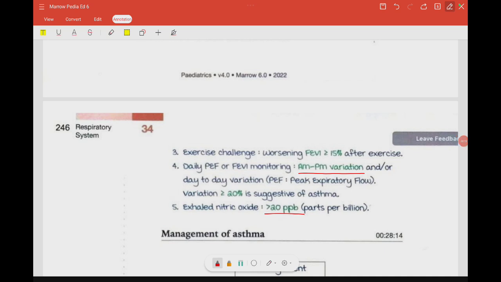And the reason why there was AM/PM variation of more than 20% is because of a circadian rhythm of the airways. There's increase in vagal tone during the night or early morning, which causes the bronchoconstriction, and there is increase in the inflammation and mucus. So FEV1 is lowest in the early morning, but during the daytime or evening the vagal tone decreases. This improves the FEV1 in the afternoon or evening. So in asthma, airways are hyperreactive, so they fluctuate more. Normal variation is less than 10%, but in asthma there is more than 20% variation.